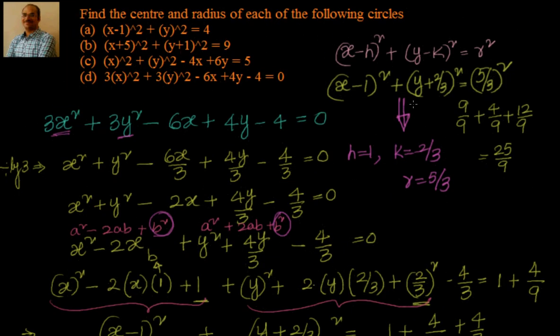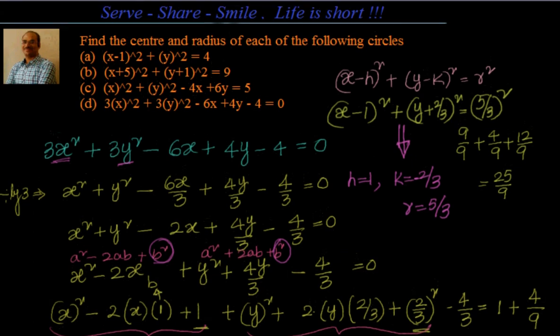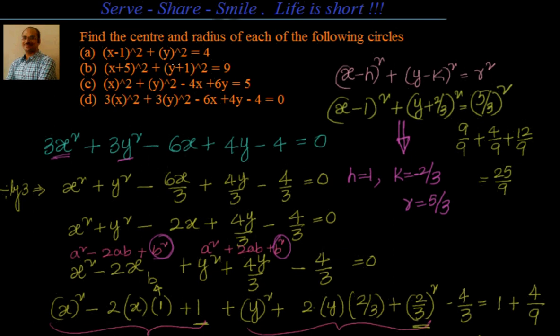Comparing that with x minus h whole square plus y minus k whole square equal to r square, you can see that h equal to 1, k equal to minus 2 by 3, and r equal to 5 by 3. So that's how you can solve the problems when you know the equation of the circle and you want to find out the center and radius.